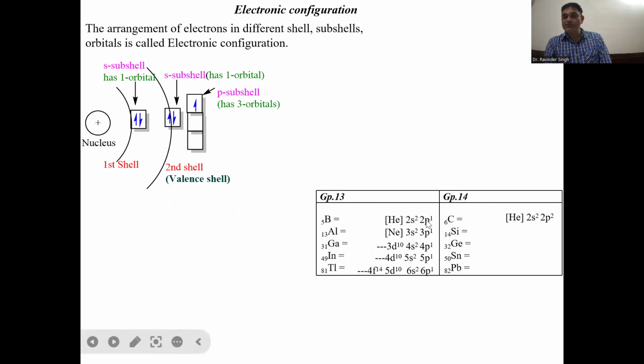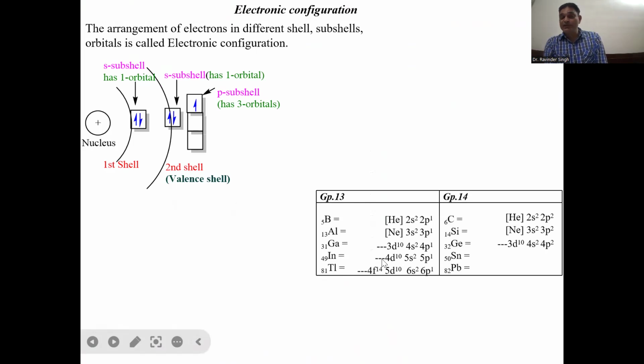You can see 2s2 2p2 for carbon in place of 2s2 2p1 for boron, right? For silicon, what will you write? In place of 3s2 3p1 for aluminum, you will write 3s2 3p2. Similarly, for gallium the valence configuration is 4s2 4p1, and for germanium that will be 4s2 4p2, right?